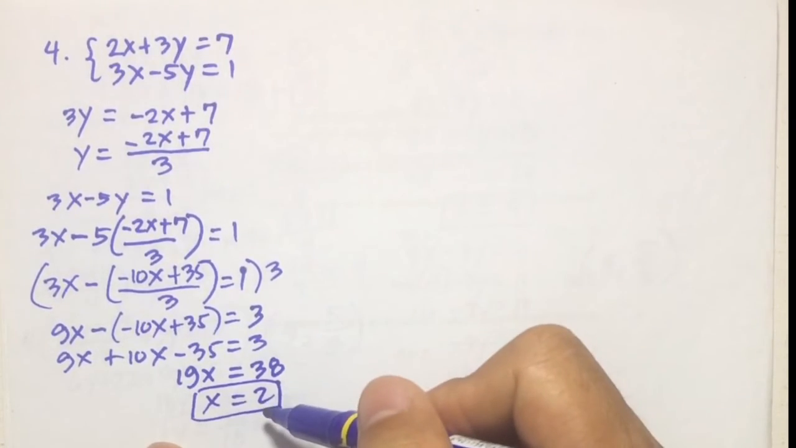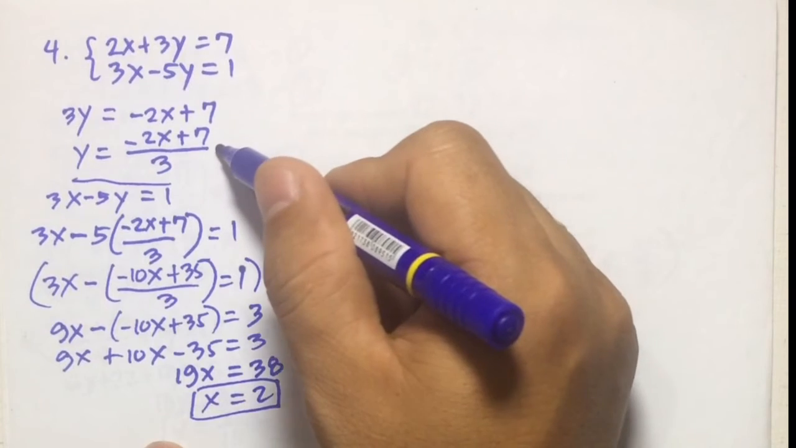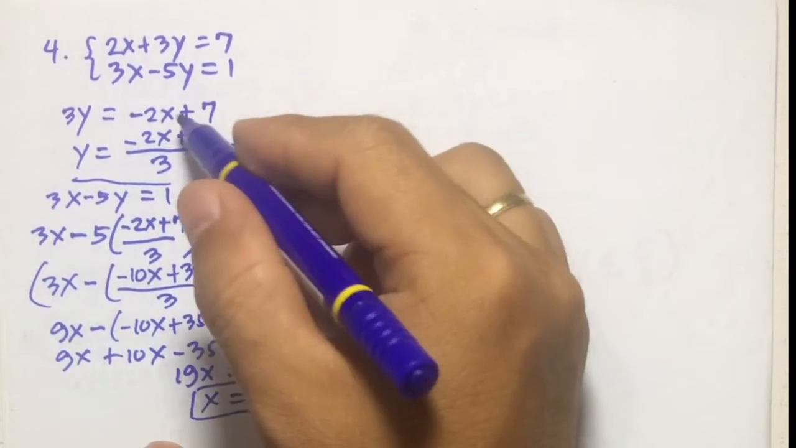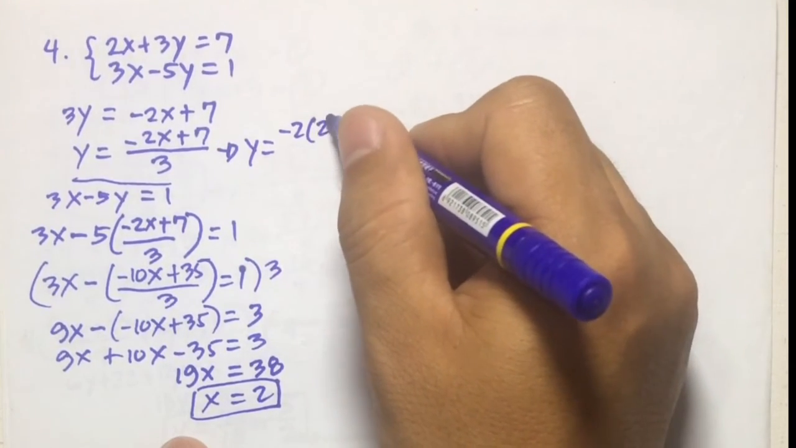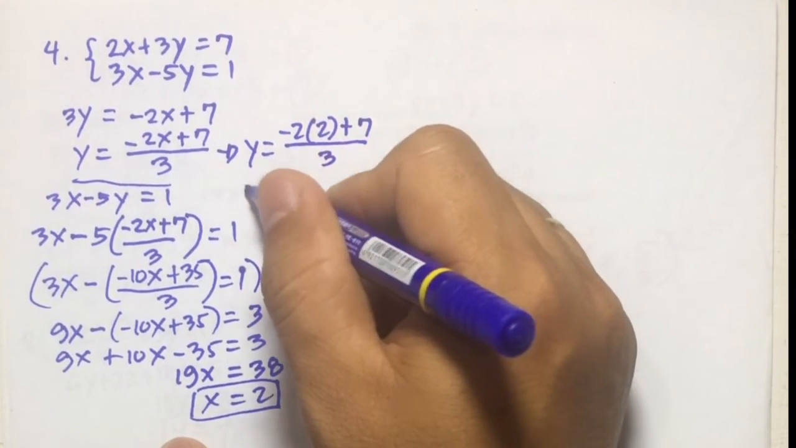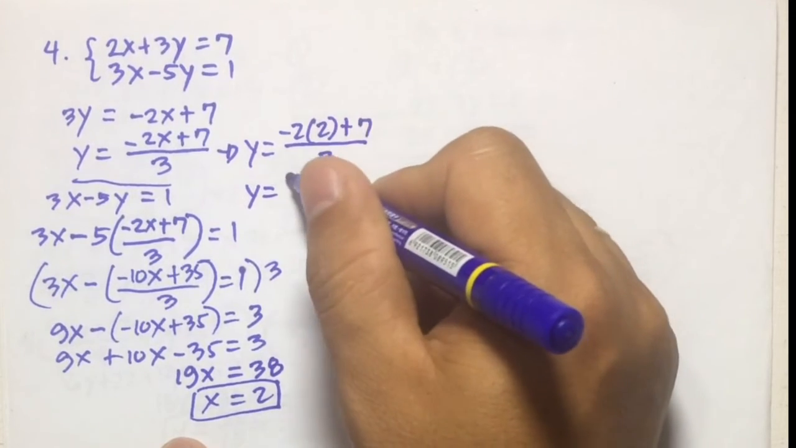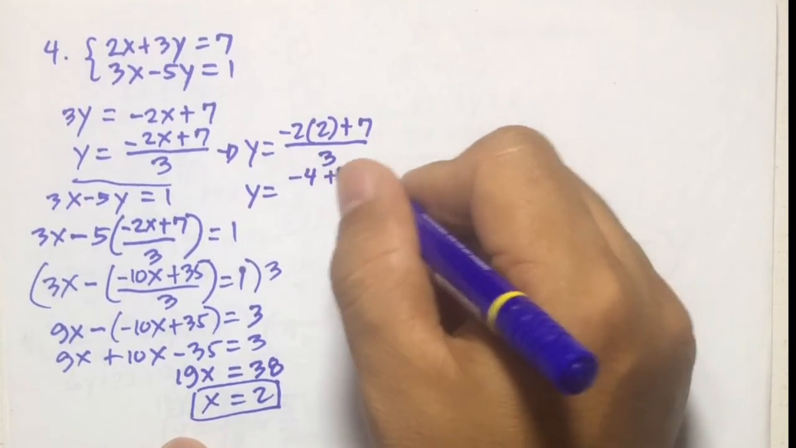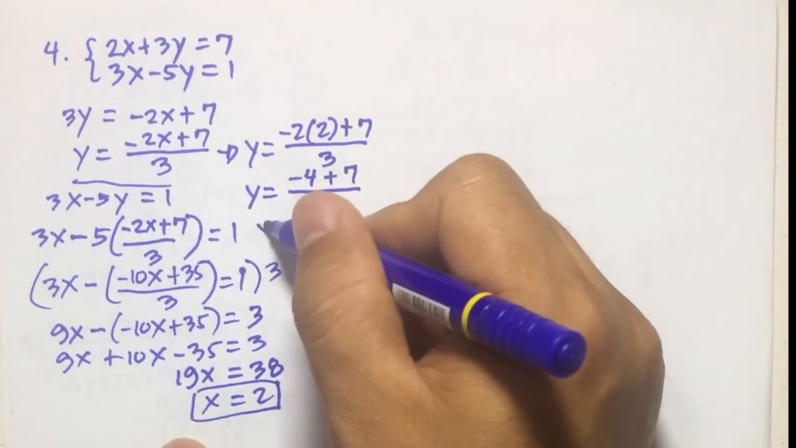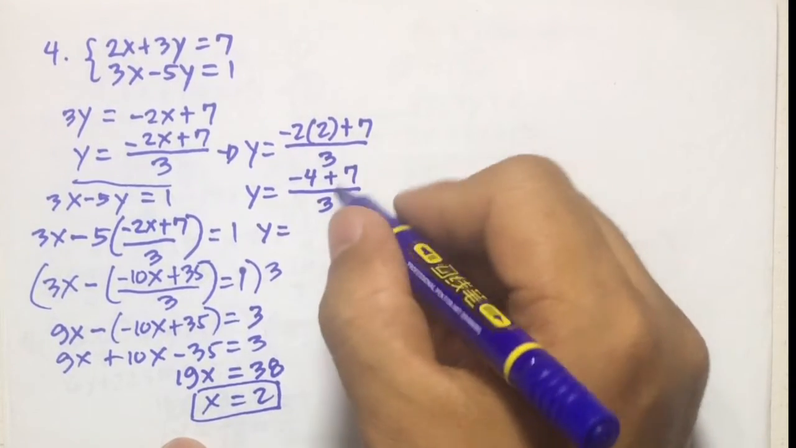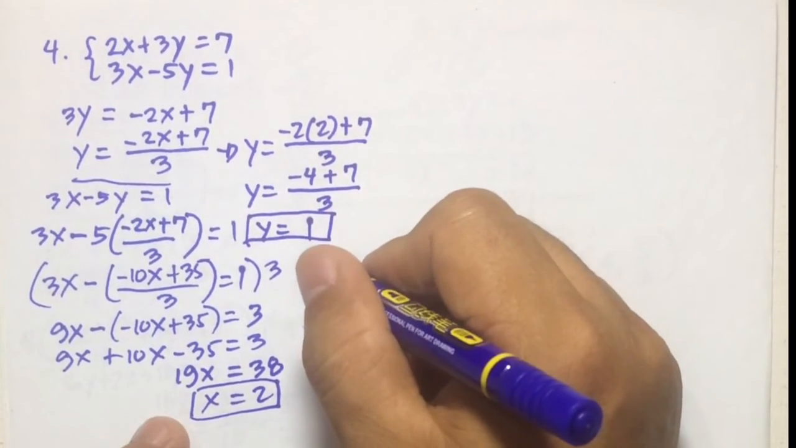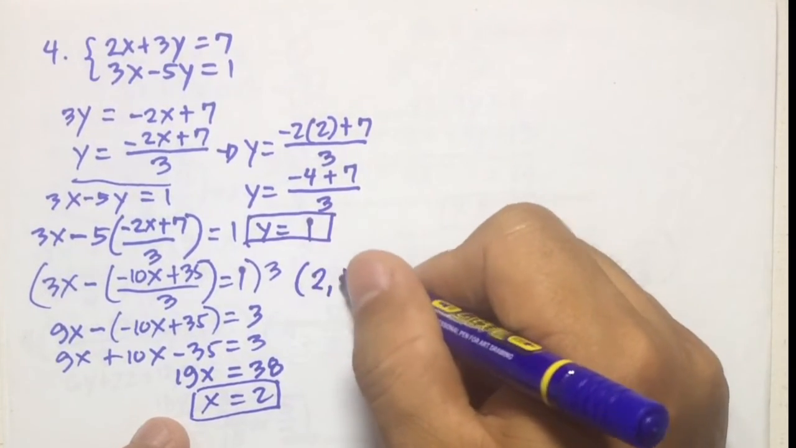So finding the value of y, we're going to use this one. So we're going to have y equals negative 2 times the value of x, 2, plus 7 over 3. So y here will be equal to negative 2 times 2 is negative 4, then plus 7 over 3. So negative 4 plus 7 is 3. So we're going to have y equals 3 over 3. So that will be equal to 1. Meaning our solution here is the point 2, 1.